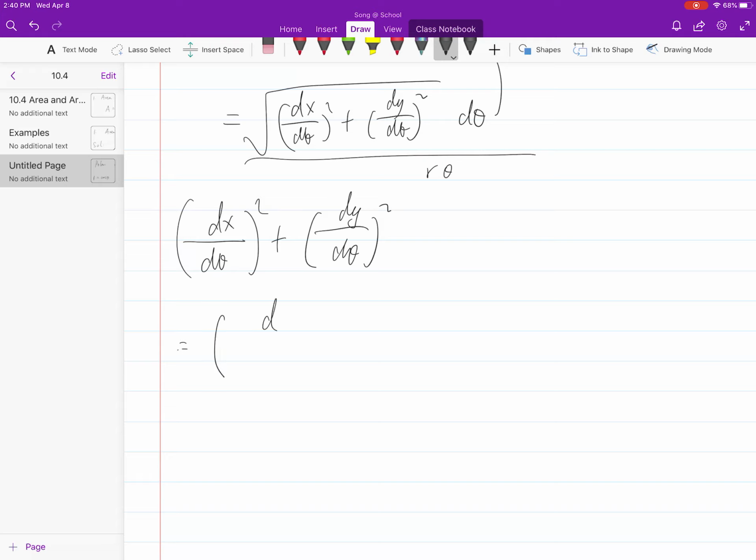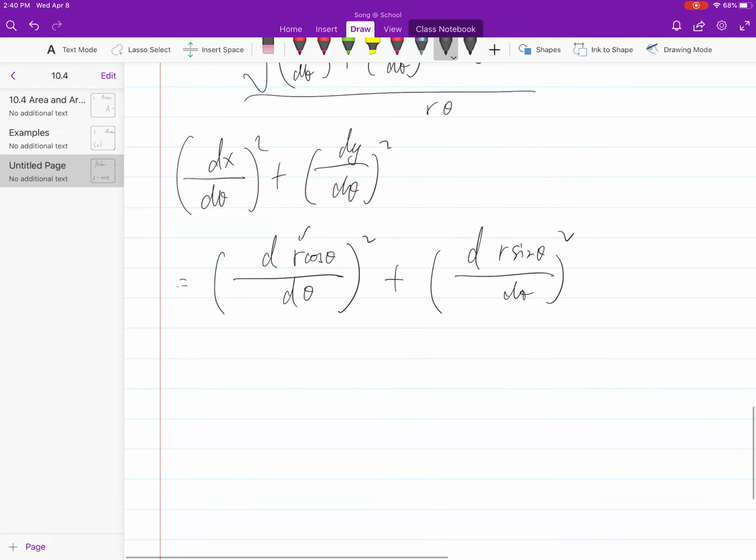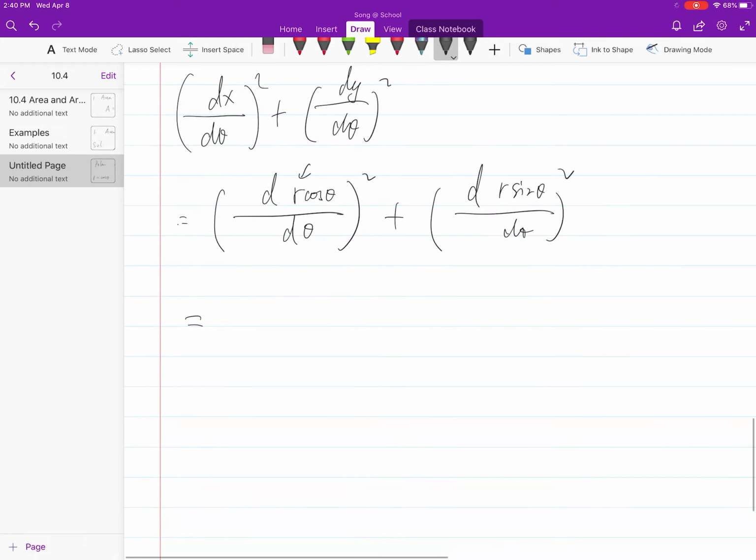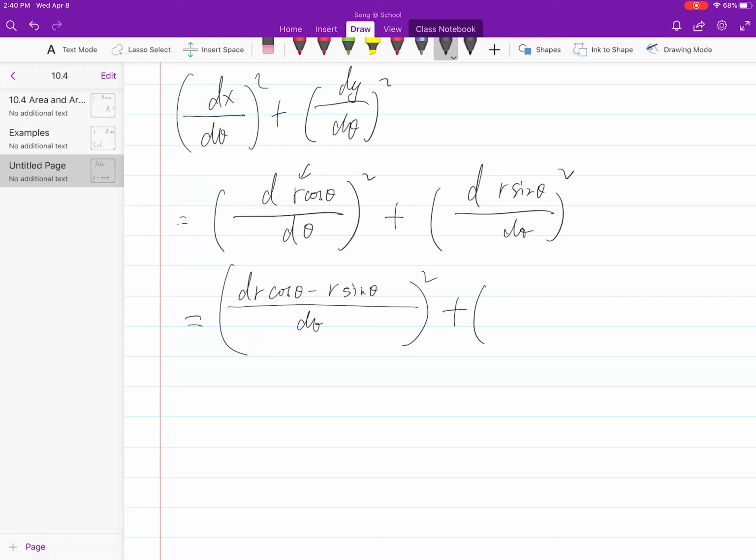Well, do you know how to change x to be r and theta? Of course, it's going to be d(r cosine theta). Then, of course, this one becomes d(r sine theta), d theta. Keep in mind, r is not a constant. r is a function of theta. Therefore, you have to use the product rule. Let's see how we do it. We do dr cosine theta minus r d cosine theta, which is sine theta. The minus comes from the derivative, d theta squared plus.